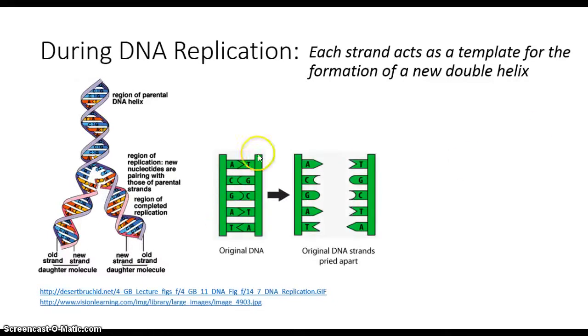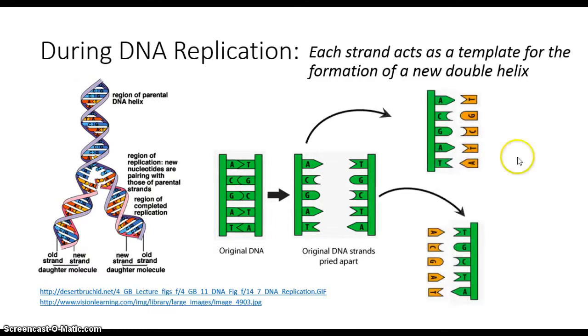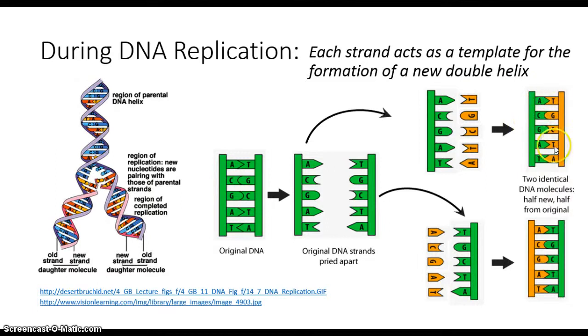This is the original DNA, you pry apart the two strands, and then just match up the complementary bases for each of the strands, therefore creating two new molecules, which are half old and half new. You can see that these bases here are exactly the same as the original one that you started with, due to the rule of complementary base pairing.